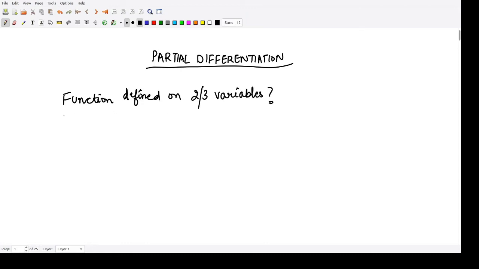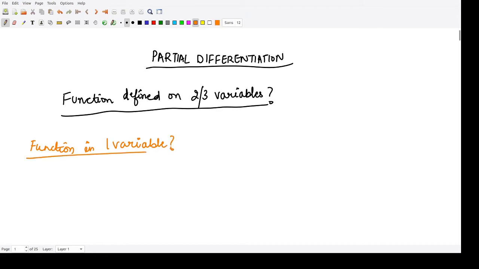So you must until now have known what is a function in one variable. So what is a function in one variable? Can anybody tell me what is a function in one variable? What is its definition?